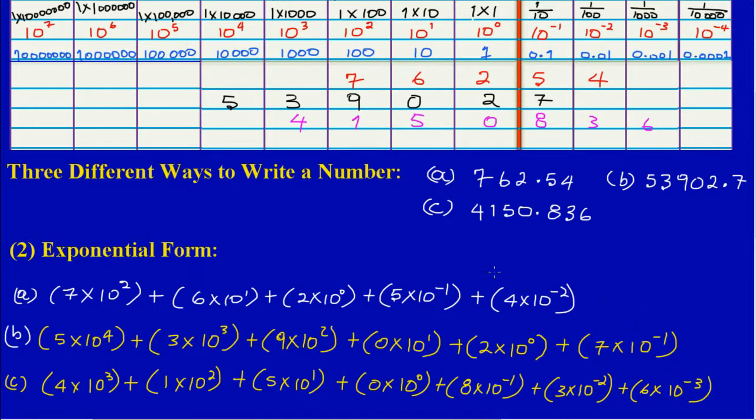Yes, and it's that easy. That's how we write a number in 3 different forms. As you have seen, the number 762.54 can be written in 3 different ways. As we have done before, we wrote it in the expanded form. Now we have written it in the exponential form, and in the expanded form, the numbers have the same value.